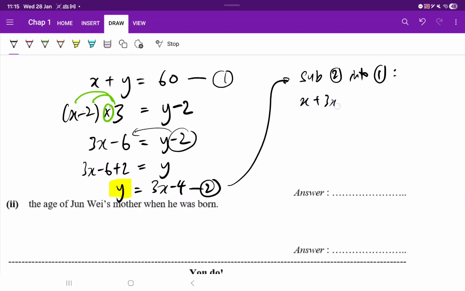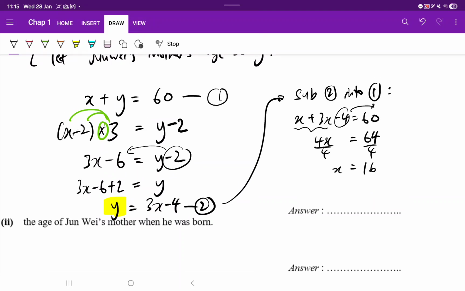X plus 3x minus 4 is 60. X plus 3x is 4x. Bring the minus 4 over is plus. Divide both sides by 4. X is actually 16. Now, I know that x is 16. And actually, right, I'm done.